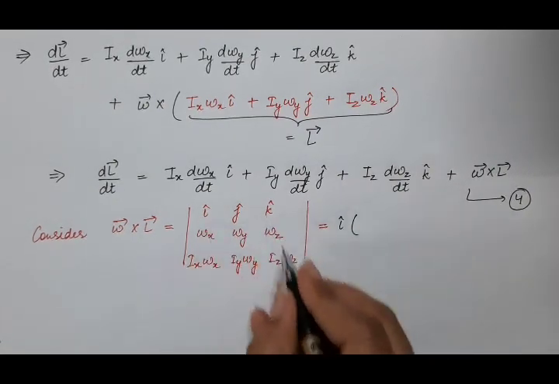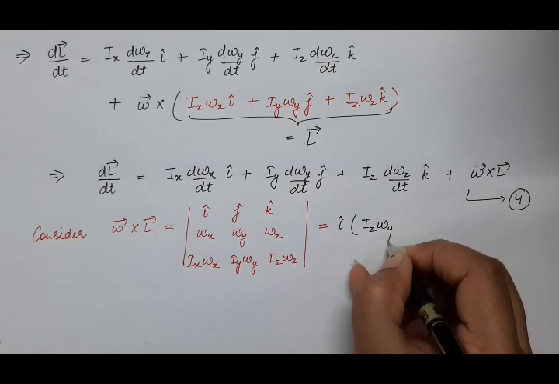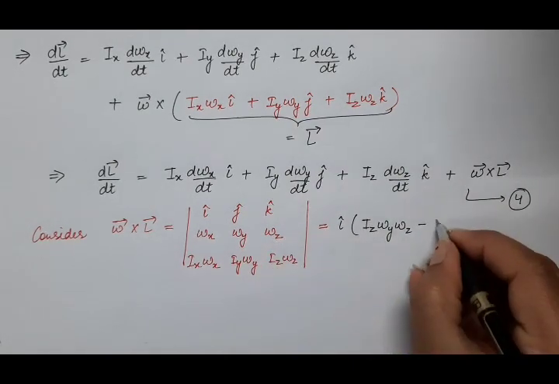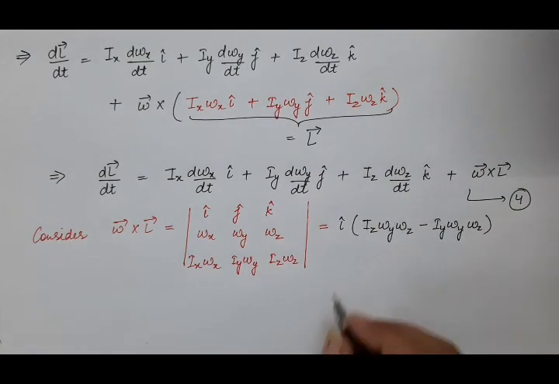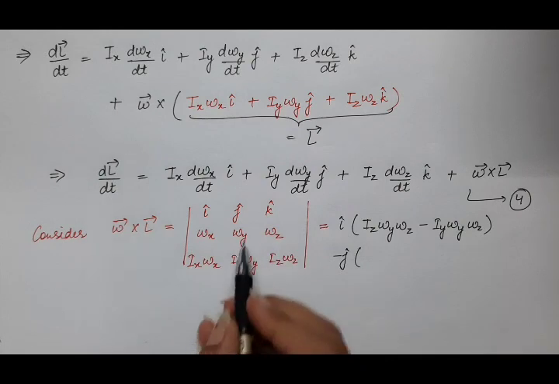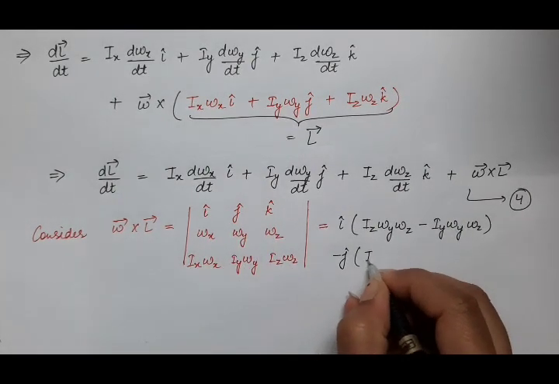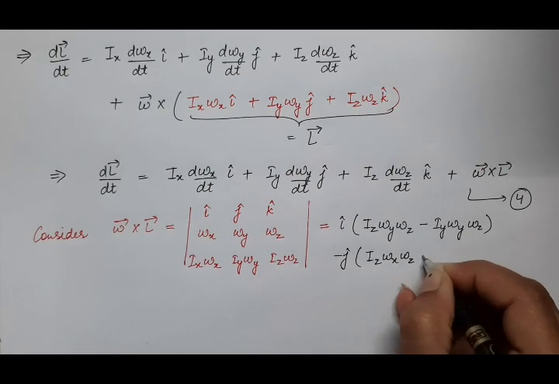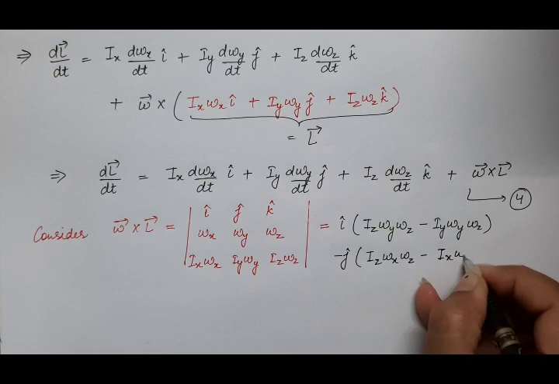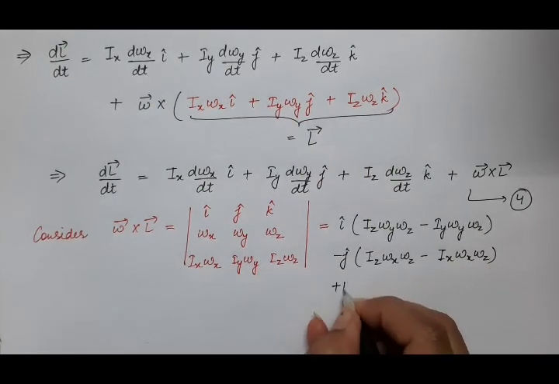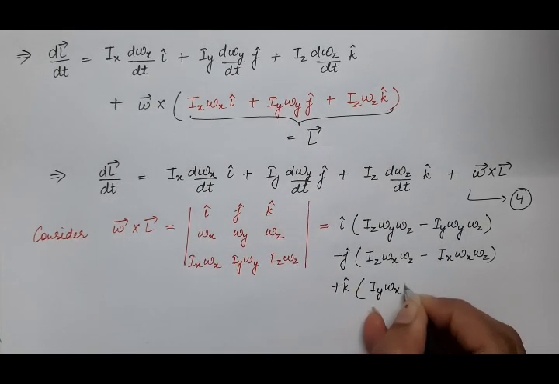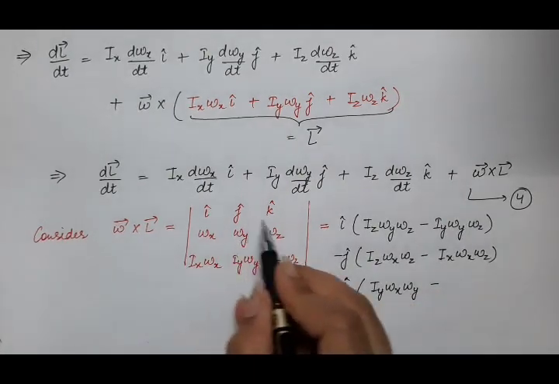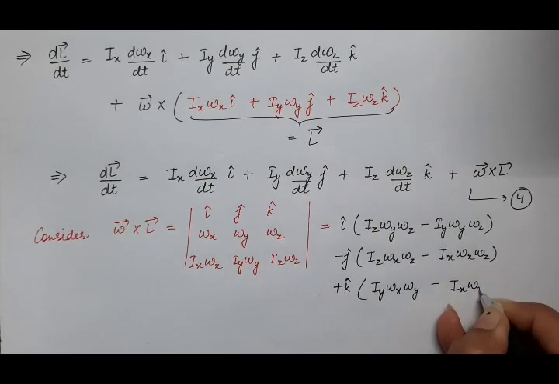So it will be equal to i cap into Iz omega y omega z minus Iy omega y omega z, then minus j cap, here we will have Iz omega x omega z minus Ix omega x omega z, then plus k cap, Iy omega x omega y minus Ix omega x omega y.